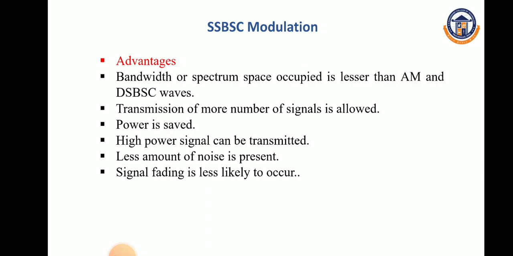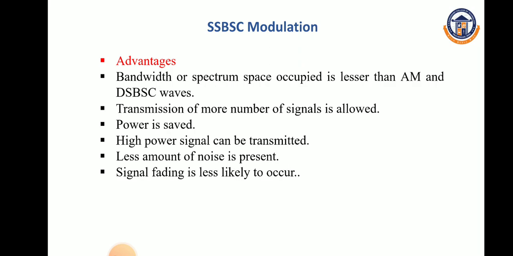The bandwidth or the spectrum space occupied is lesser than the AM and the DSB-SC waves, because it uses only one sideband. So the spectrum space occupied is very less compared to AM and DSB-SC waves. Transmission of more number of signals is allowed because of the single sideband, and power is saved.